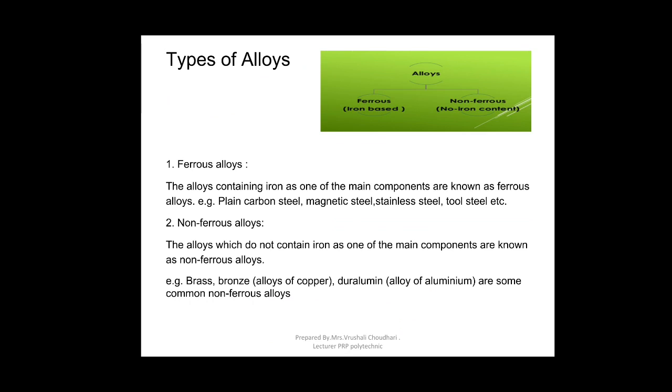But alloys are of two types. What are they? Ferrous alloy and non-ferrous alloy. Ferrous alloy has iron as a base metal. Non-ferrous alloy has a metal other than iron as a base metal, meaning iron is not a major component. That is called a non-ferrous alloy.